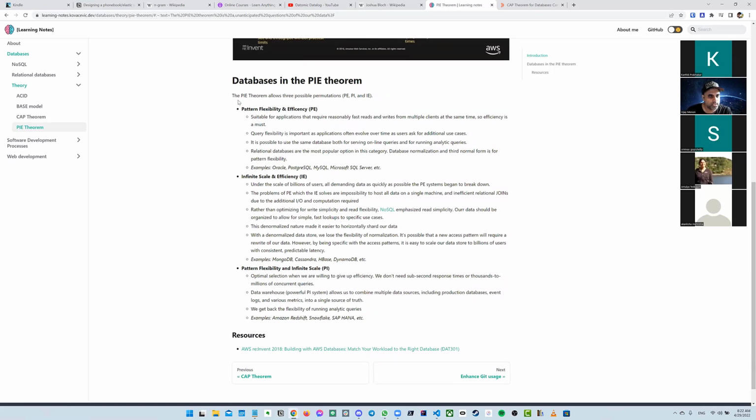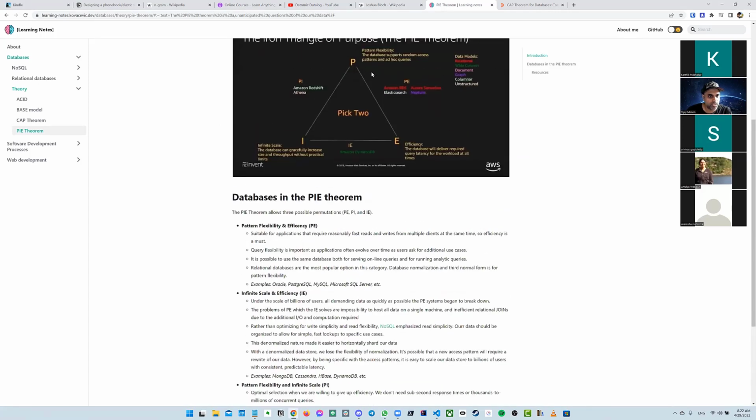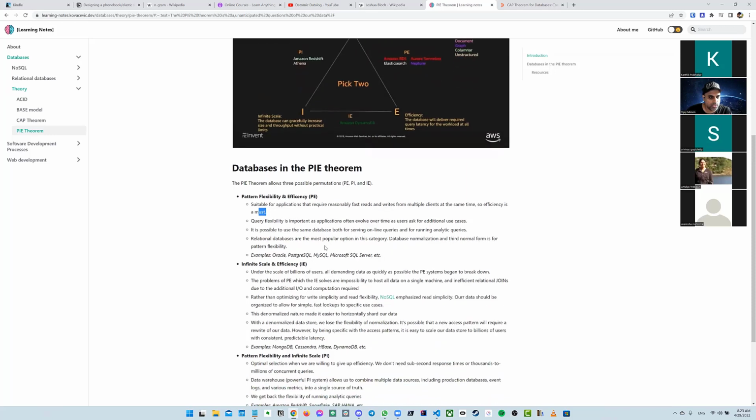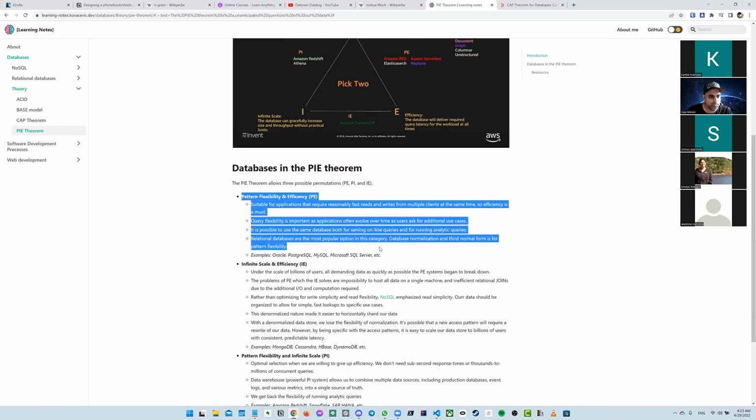And then I guess, let's see here, let's read this part. So if you want a PE model, pattern flexibility and efficiency, then it's suitable for applications that require fast reads and writes from multiple clients at the same time. So efficiency is a must. Query flexibility is important as applications evolve over time. And then it's possible to use the same database for serving one-line queries and running analytic queries. So relational databases are the most popular in this category. So Oracle, Postgres, MySQL, Microsoft SQL Server. This is when you would use the PE model.